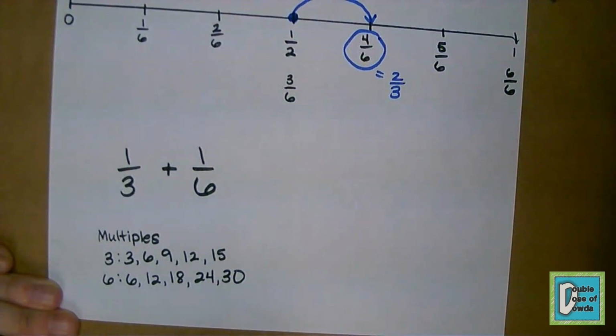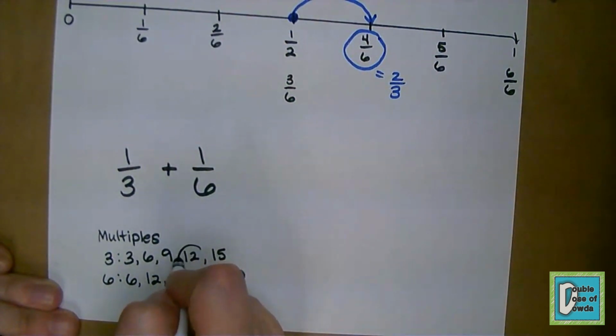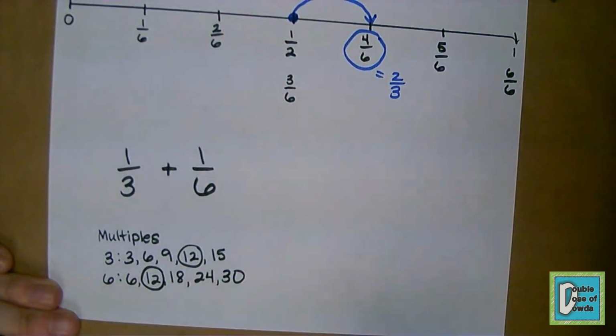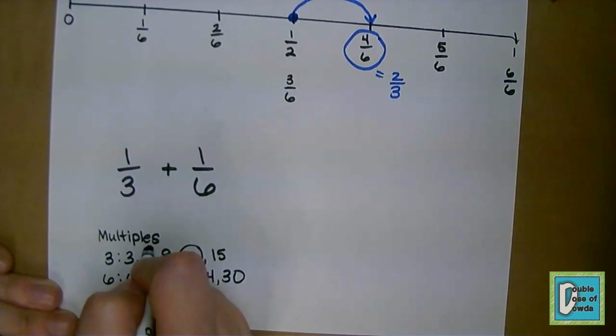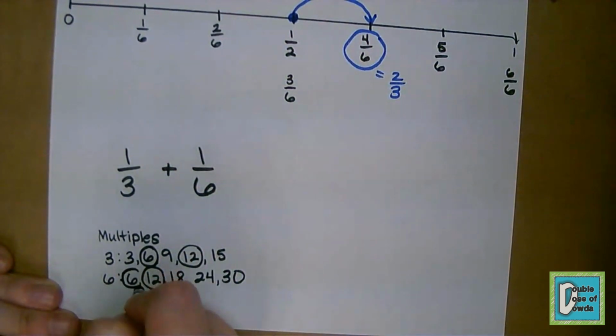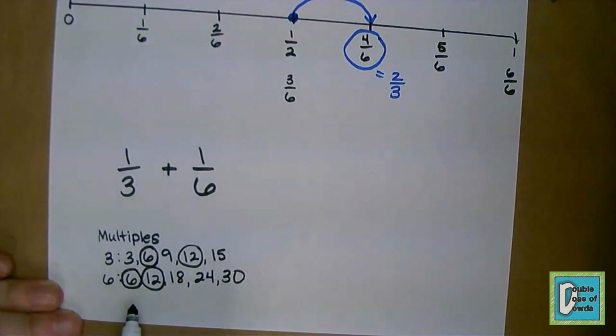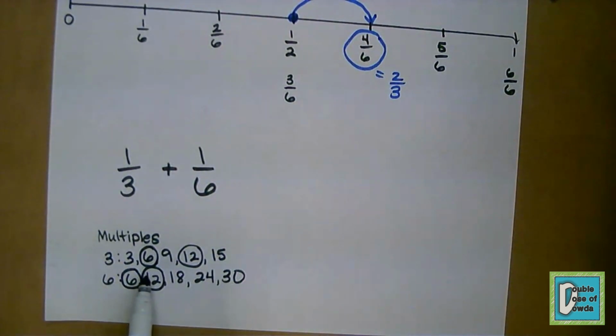I will tell them, okay guys, which ones do we have in common? What do they both have? Well, they both have 12. So I'm going to circle those. And they both have 6. So I'm going to circle those. So I'm going to tell them we want the smallest one possible, because as mathematicians, we can be a little lazy sometimes. We want the easiest, quickest way to do something. So 6 is what we're wanting.